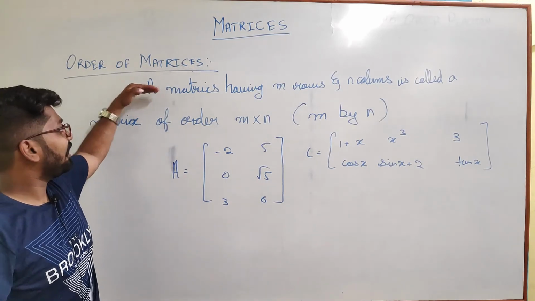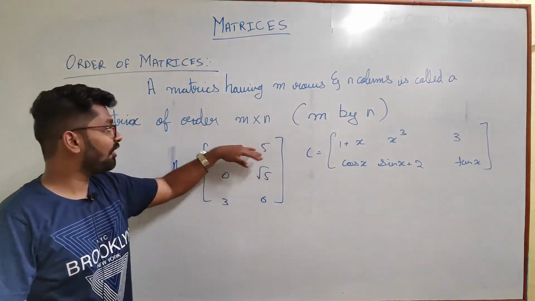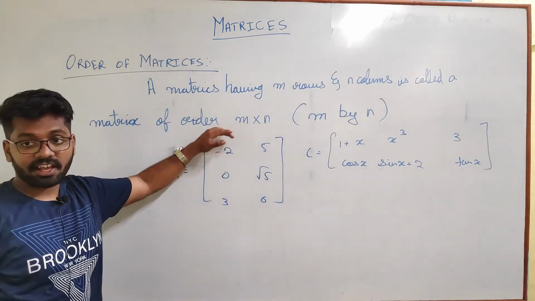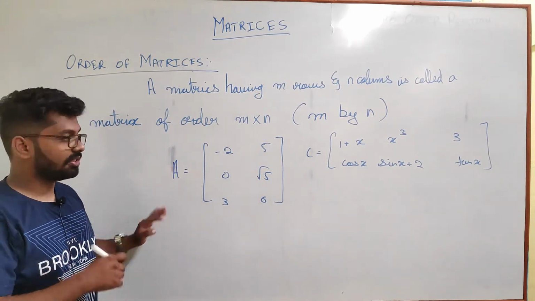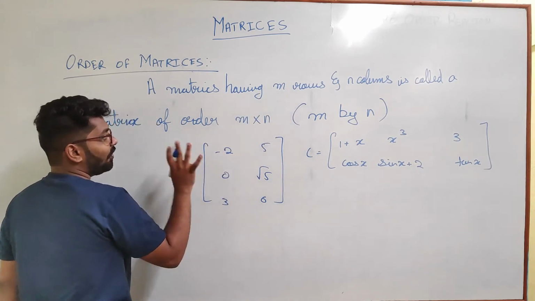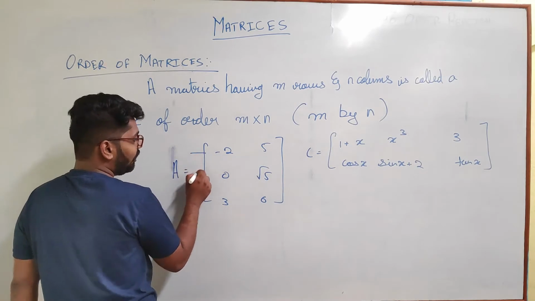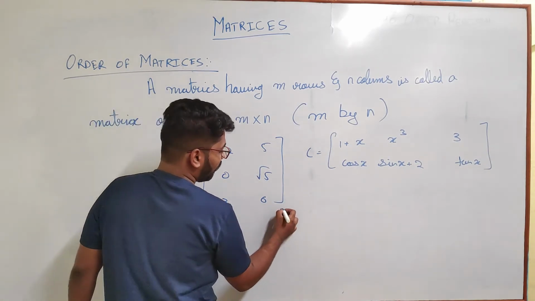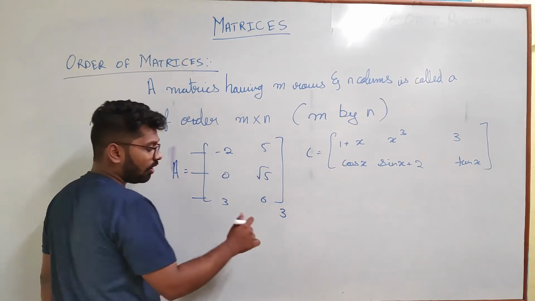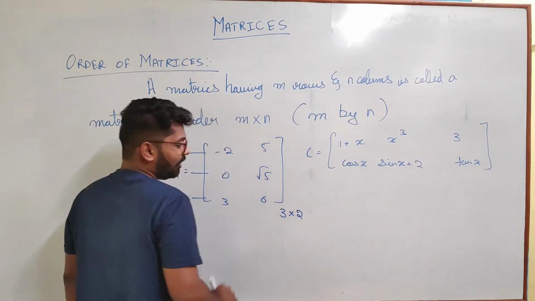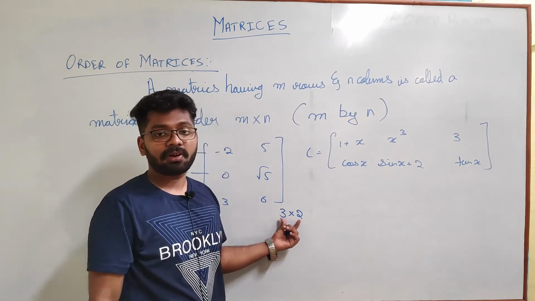A matrix having m rows and n columns, m is the rows. It means your order will be m by n. M means the number of rows, so the first number should be the number of rows itself. How many rows are in this matrix? 3: row 1, row 2, row 3. Now how many columns are there here? 2 columns. So 3 by 2. We are going to call it 3 by 2.